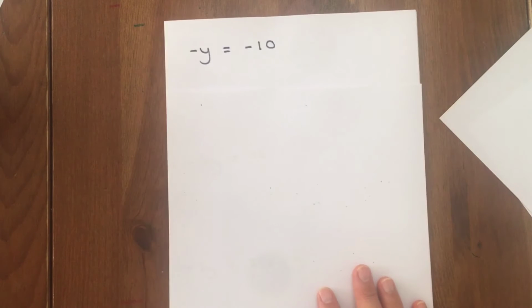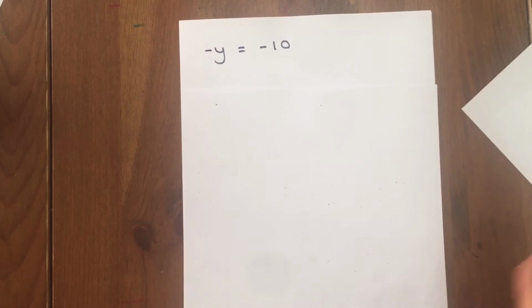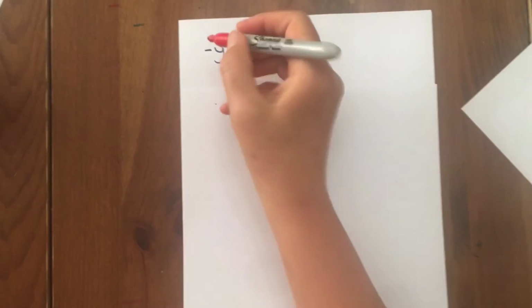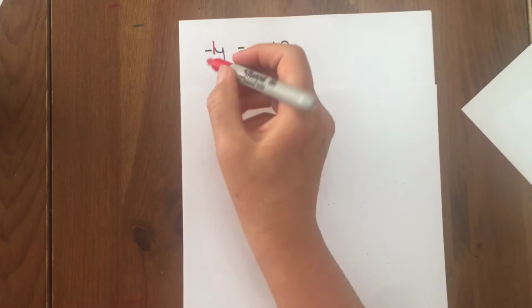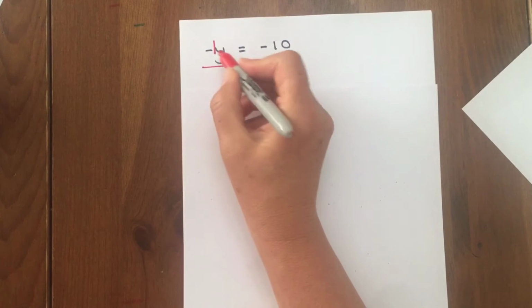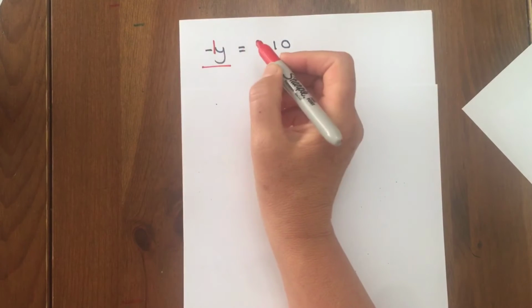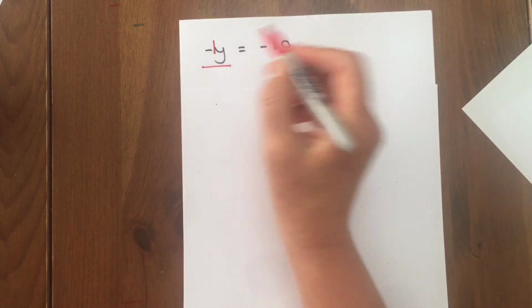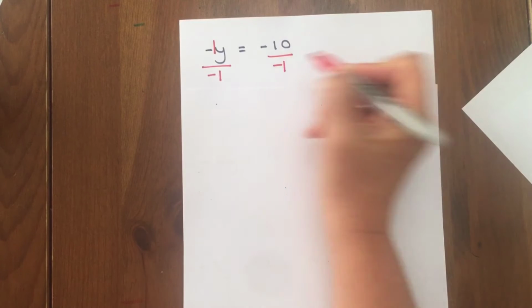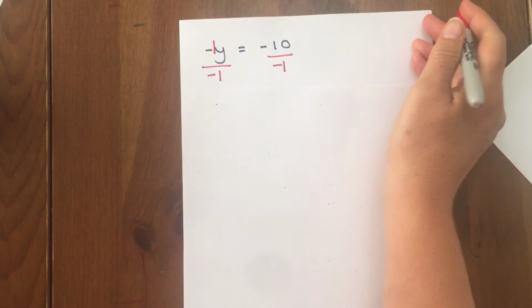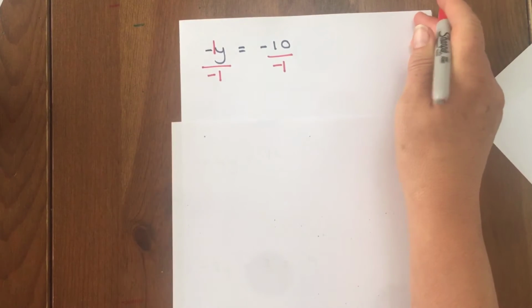Negative y equals negative 10. Well, you can think of this as a negative 1y here. Okay? Now, the opposite of timesing by negative 1 is to divide by negative 1. So I divide both sides by negative 1.